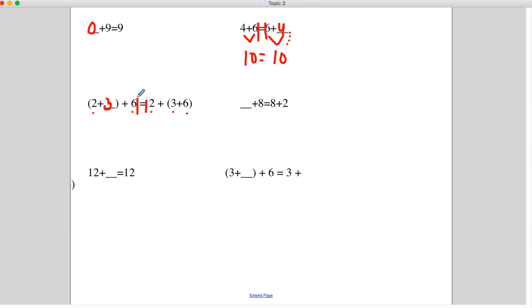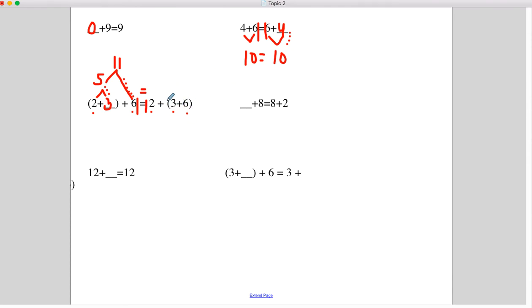We want to make sure that our answers are going to be the same on each side. So I like to go through and I like to solve that. So if they're in parentheses, they're talking to each other, we need to solve that first. So 2 plus 3, 2, 3, 4, 5. Okay, and then 5 plus my 6, 5, 6, 7, 8, 9, 10, 11 total. Okay, so I have 11 on this side. I need to get 11 on this side.